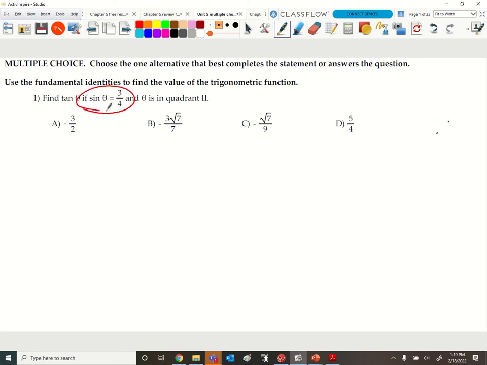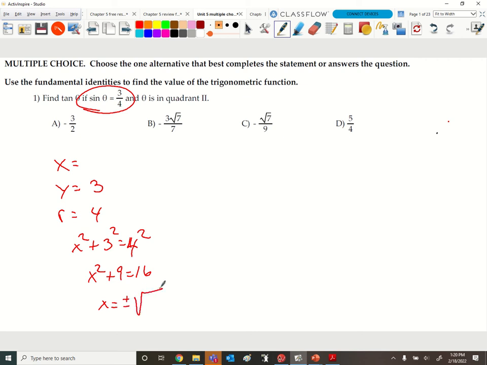Sine theta is 3 over 4. Now, what does sine represent? Y over r. So I got x, y, and r. Because this is a single angle, I could just use x, y, and r. So the known value, sine is y, so that's 3. My r value is 4. And so I'm still missing the x. Pythagorean Theorem. X squared plus 3 squared equals 4 squared. So x squared plus 9 equals 16. Subtract 9 from both sides, so I get x is equal to plus or minus the square root of 7.